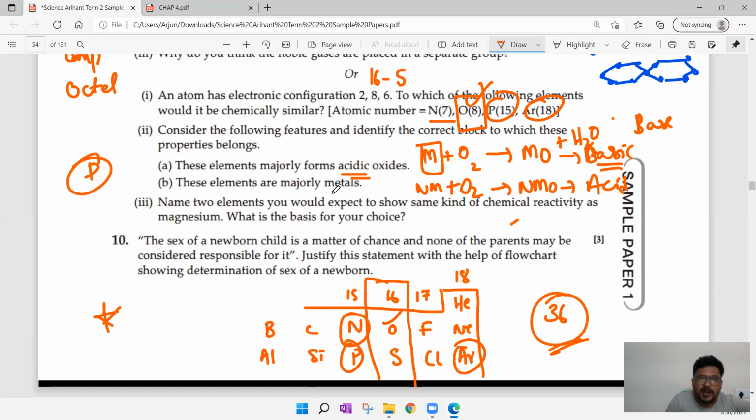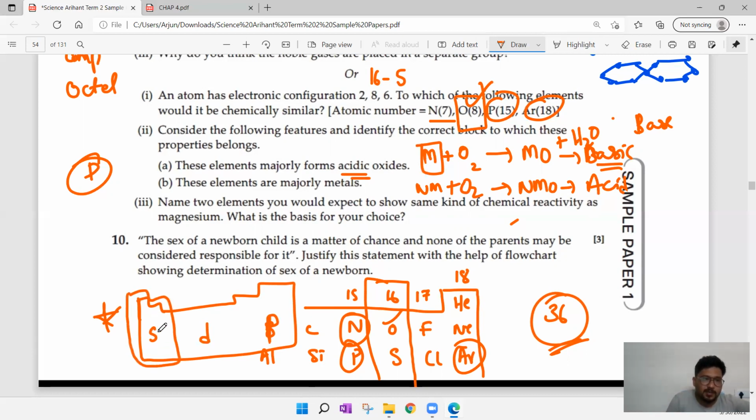These elements are majorly metals, S block. If you observe the periodic table, this is the S block, this is the P block, this is the D block. These are majorly very reactive metals. S block has reactive metals, P block has non-metals and metalloids. So for the first, the answer is P block. For the second one, the answer is S block.